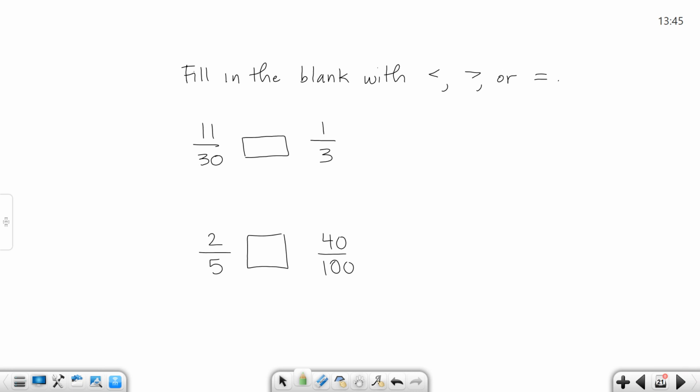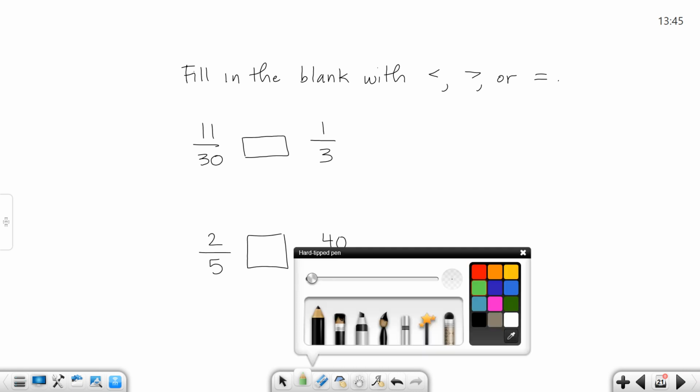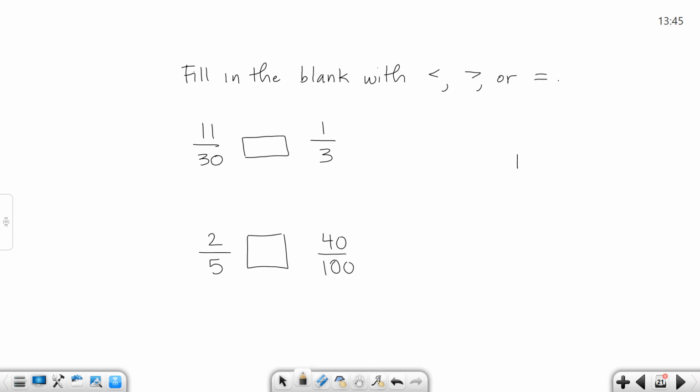Okay, fill in the blank with less than, greater than, or equal to. So let's try these. With the first one, I think I want to show it to you with the butterfly method. And remember, if you're confused with what I mean by the butterfly method, pause this one and go look at the great little video from a YouTuber that has the butterfly method. Okay, I'm asking, is it less than, greater than, or equal to?